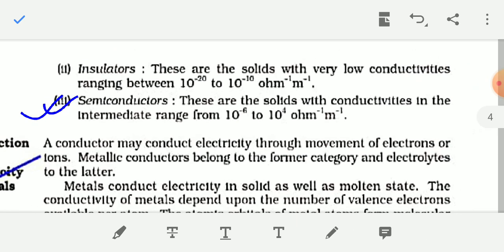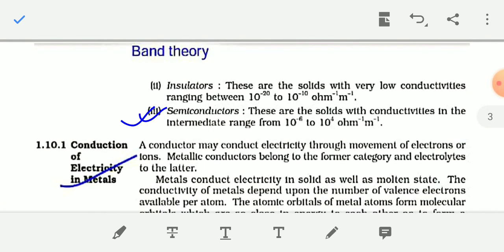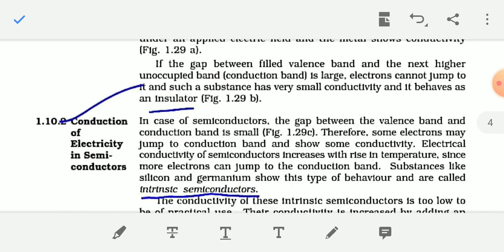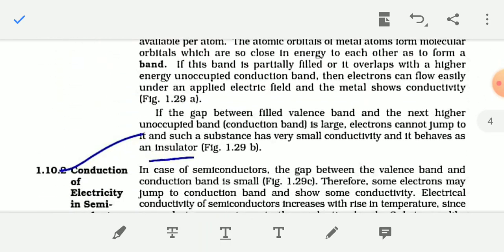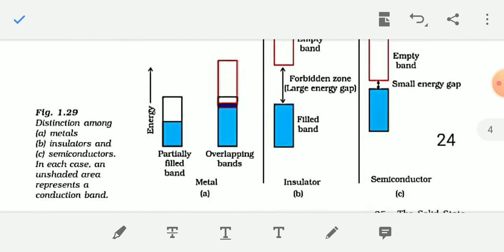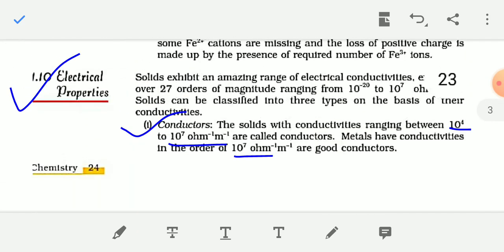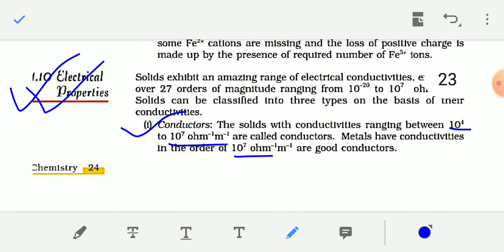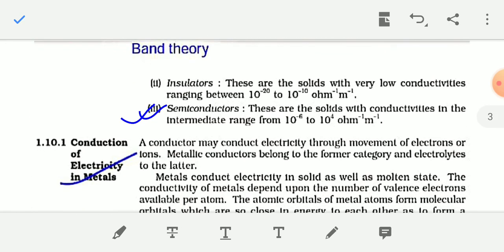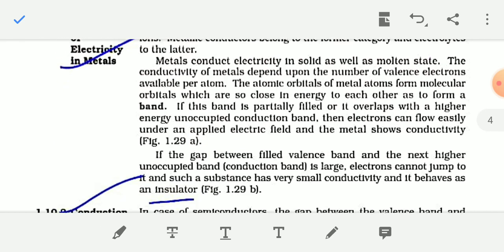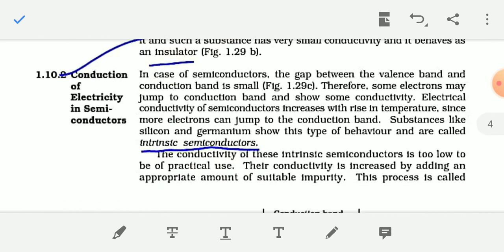Okay. Now, electrical property or conduction of electricity in metal. This is electrical property of solid. There are three types of solid based on their conductivities: conductors, insulators, and semiconductors. Semiconductor is important.